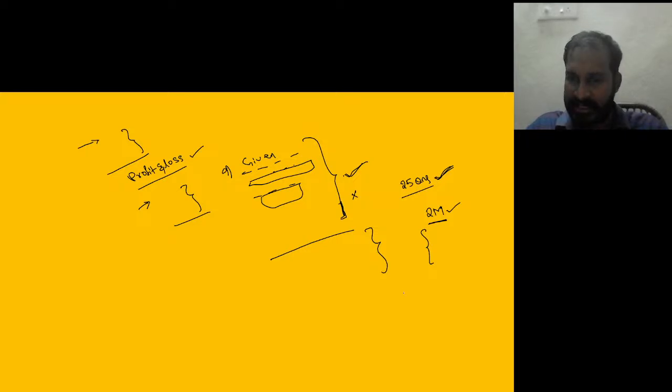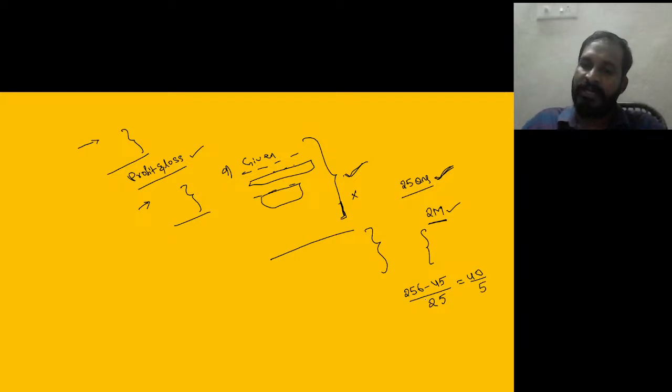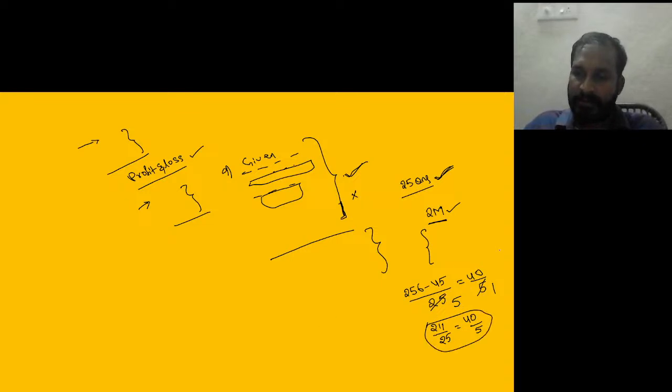For example, there is an equation in this manner. Something like this is there. In this case, don't waste your time writing 211 by 25 is equal to 40 by 5, like this. Please don't waste your time. Instead of that, you can cancel right here, 5 times or else 8 times, it is up to you. And directly write down plus x.